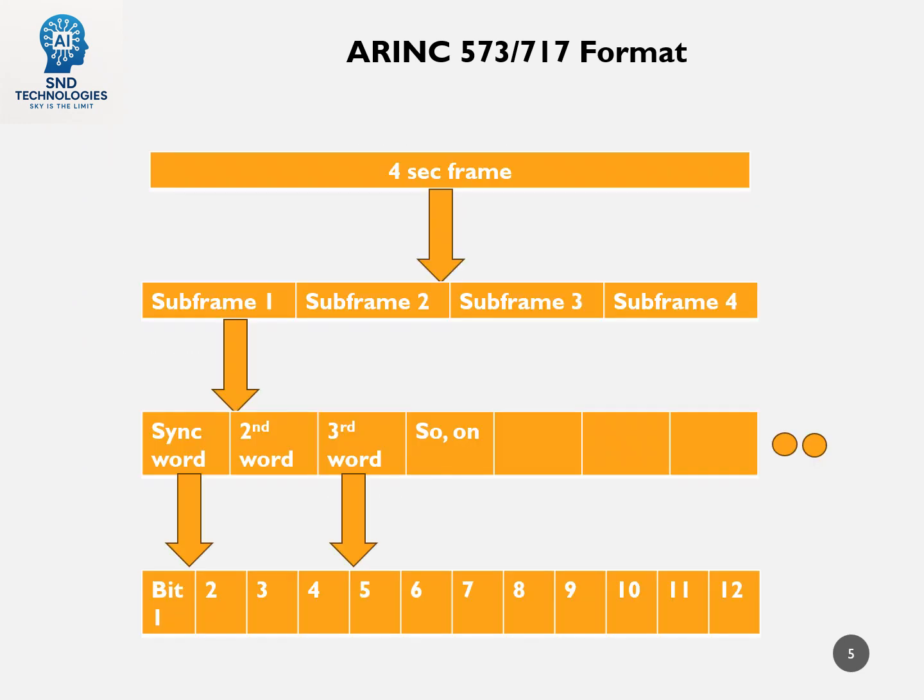This is the breakup. One frame is 4 seconds, and each frame consists of 4 subframes, and each subframe consists of a number of words, which is based on the speed of the transmission, 256, 512, 1024, whatever. If it is 256, the first word in every case will be a sync word, and it will go on till 256, and then the second subframe will come, and the first word of that subframe will be a sync word. Each word in all the frames consists of 12 bits.